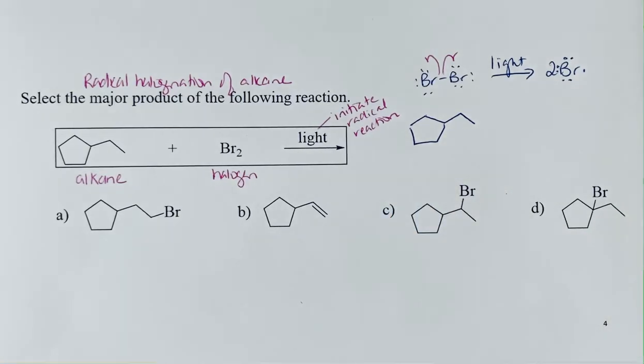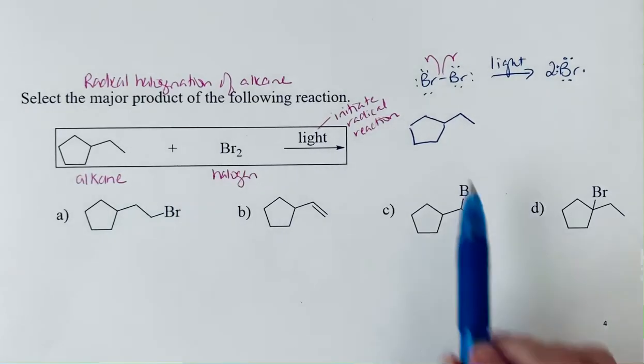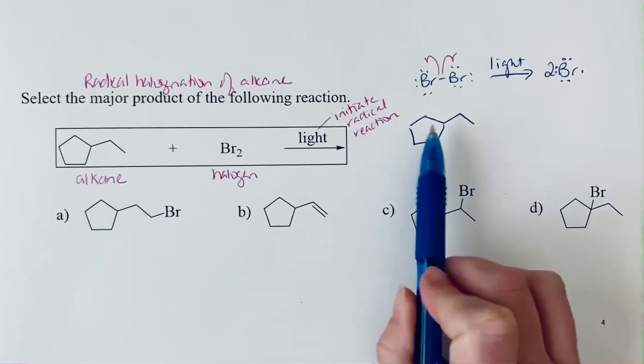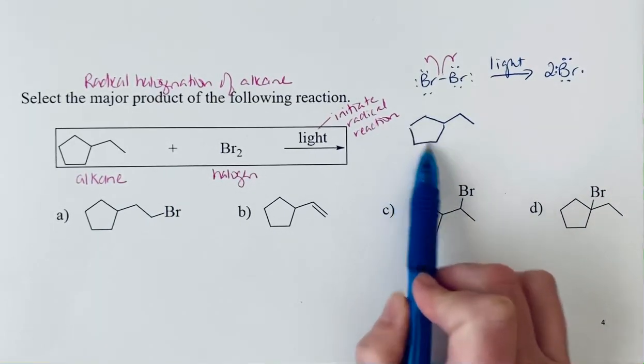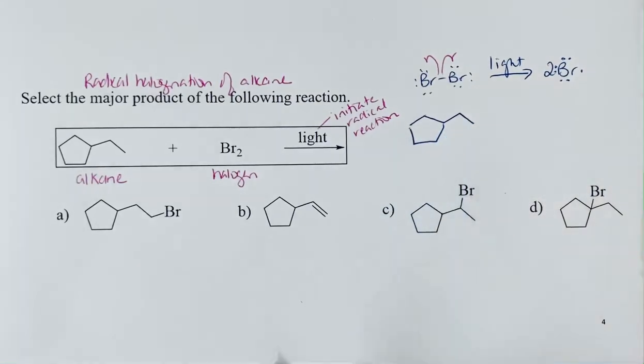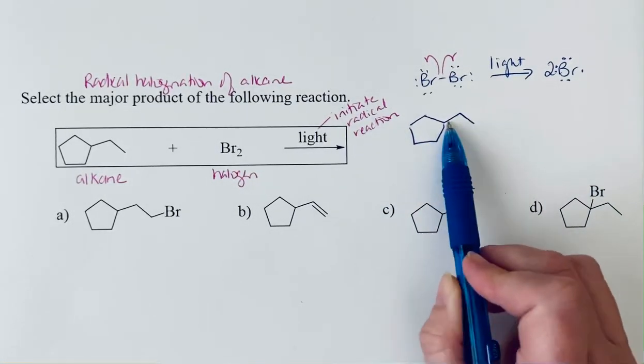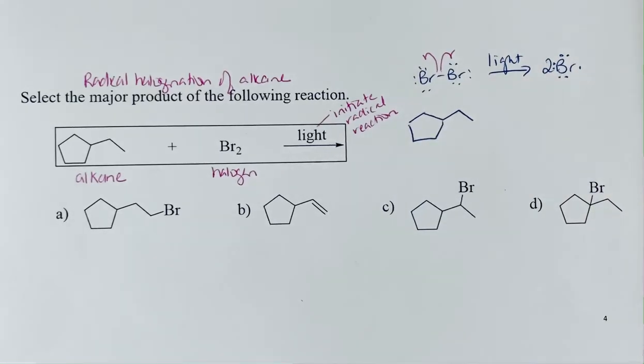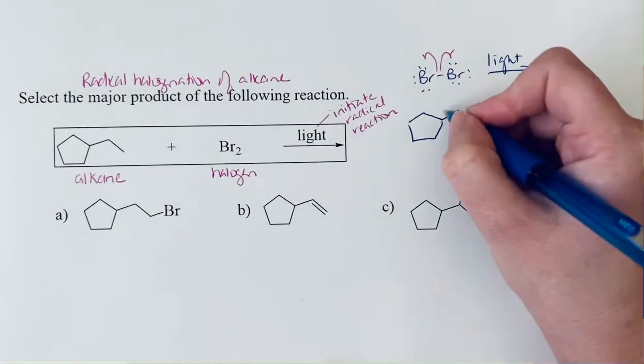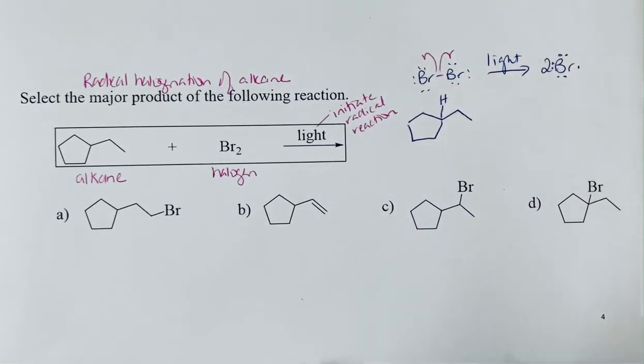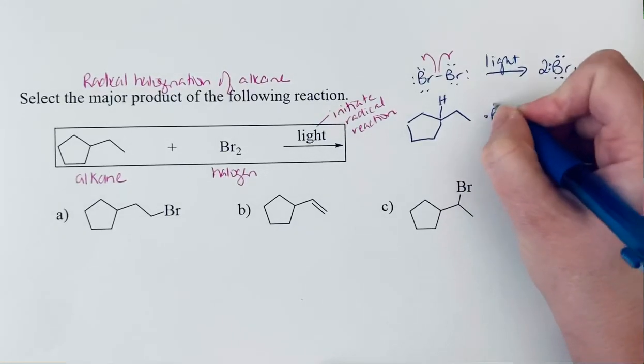The stability trends that we see for radicals are the same as what we see for carbocations. So if we're looking at this alkane, we see we have a lot of secondary carbon atoms in the ring and right here we have a primary carbon atom and we have a tertiary carbon atom. So that tertiary radical will be the most stable. So that's where the bromine will react.